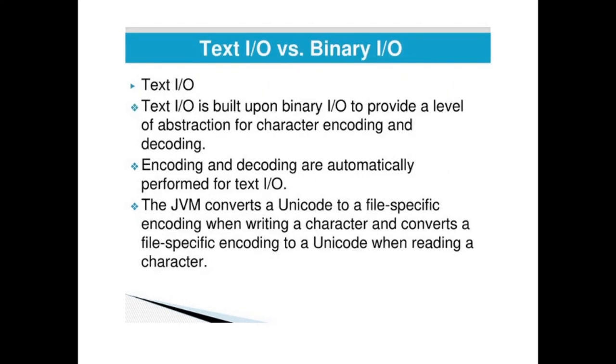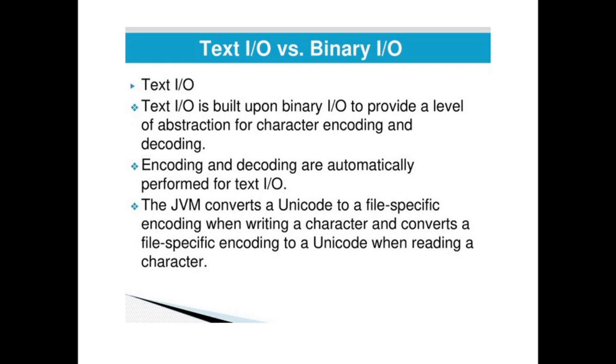And text input output versus binary input output, most of the points you have already taken up, but let's revise that. Text input output is built upon binary input output to provide a level of abstraction for character encoding and decoding. That is, text input output is by default built upon binary input output, because all text files are also binary files, and since the computer reads only binary data, therefore all files are binary files, but text files are built upon binary files. That is, a level of abstraction is achieved using text files.